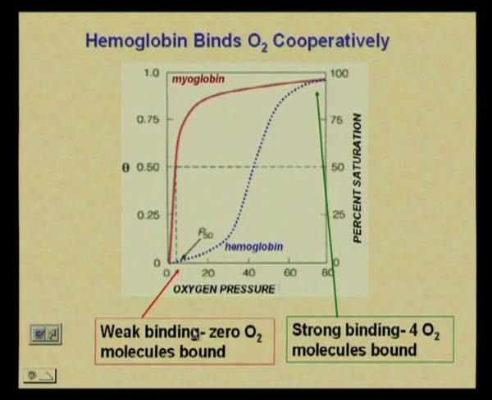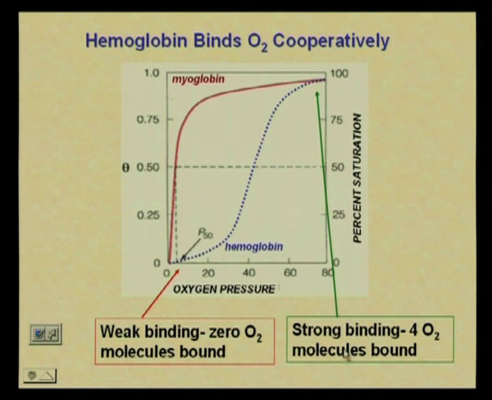So, this is our P50 for hemoglobin, is low affinity. At low pressure it has low affinity, at high pressure it has high affinity, which is why it is this sigmoidal curve. Myoglobin has a higher P50. Why? Because it reaches 50% saturation faster at a lower concentration of oxygen.